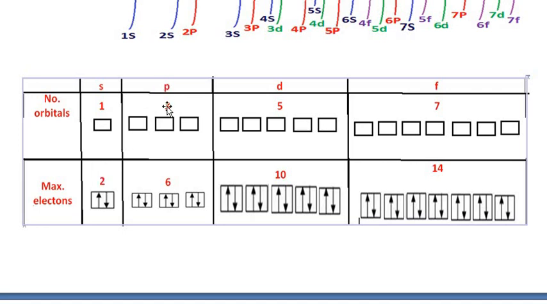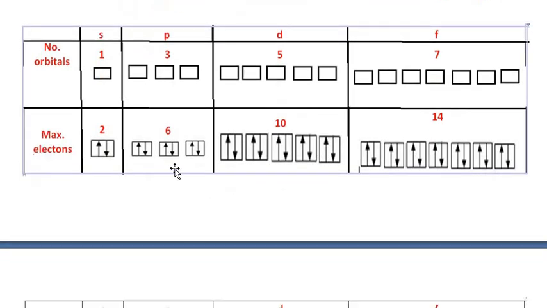The p sublevel consists of three orbitals. The d sublevel consists of five orbitals. The f sublevel consists of seven orbitals, and each orbital can be saturated with 2 electrons, so the maximum number of electrons that can saturate the s orbital is 2. The p sublevel can be saturated with maximum 6 electrons. The d can be saturated with maximum 10 electrons. The f sublevel can be saturated maximum with 14 electrons.